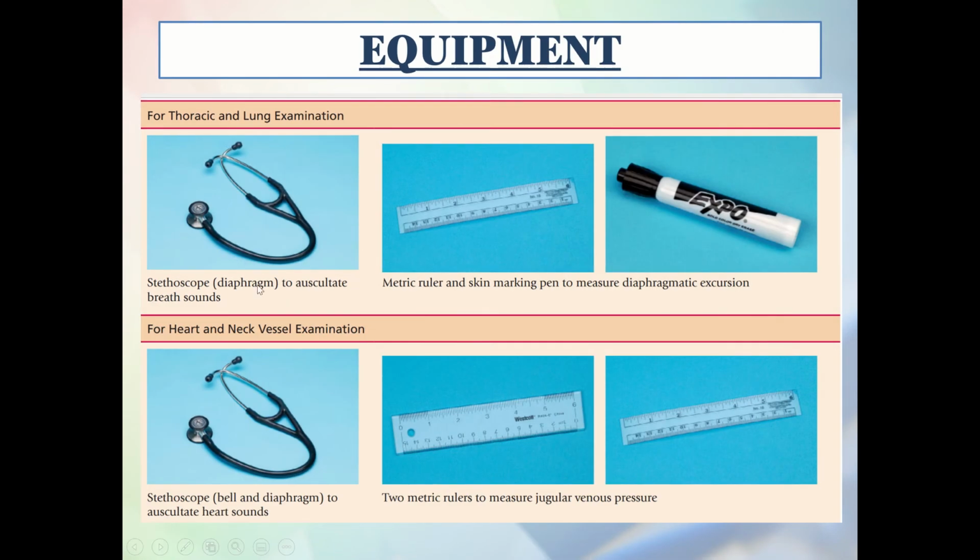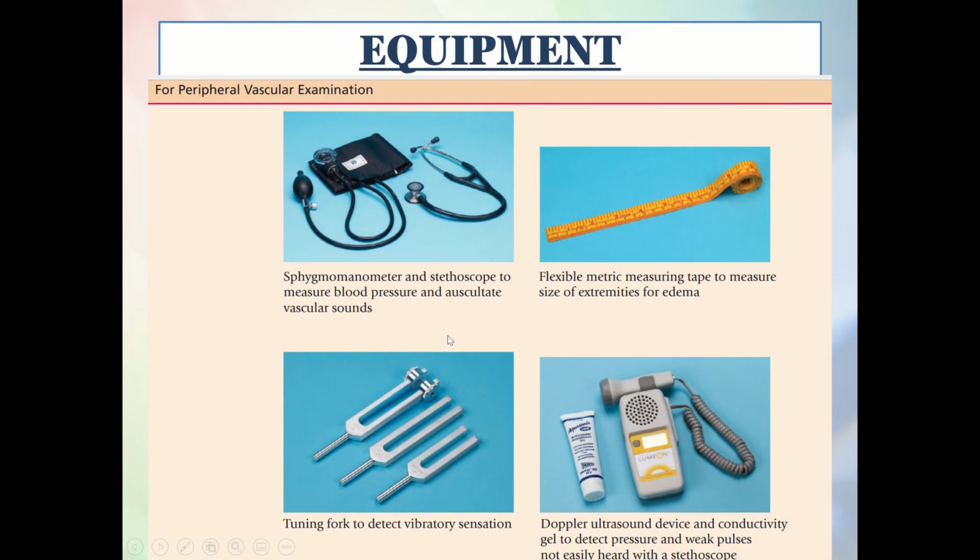Next, you have, ayan. So, again, just the same. Measuring ruler, stethoscope. So, same lang din kanina. This is for the peripheral vascular exam. Ang naiba, we have here a Doppler ultrasound device.